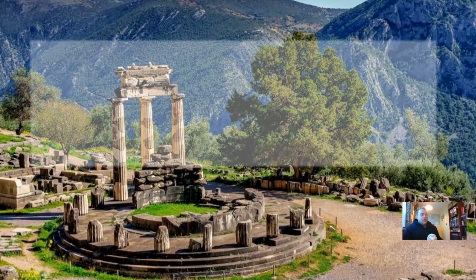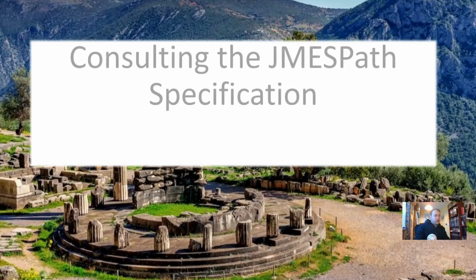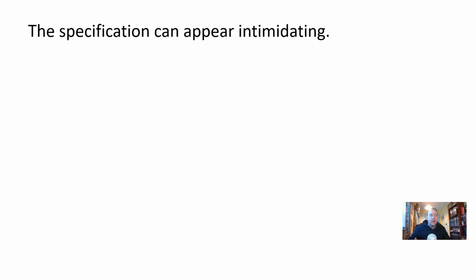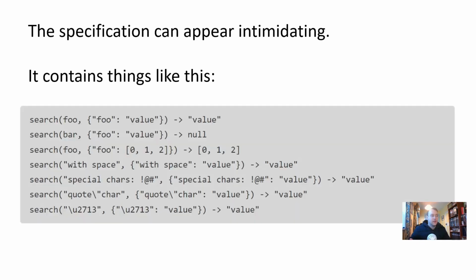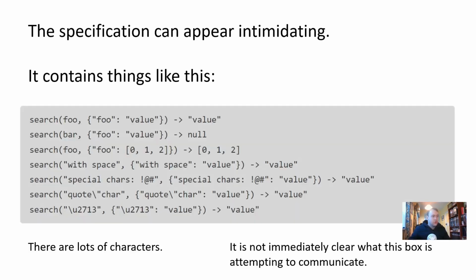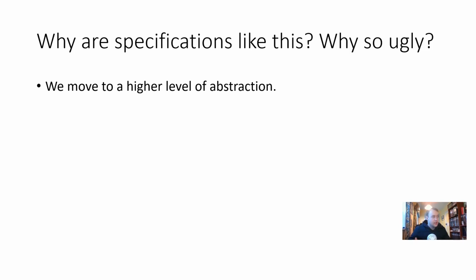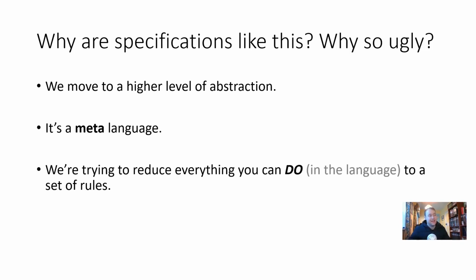Okay, now let's look at how we might read the JMESPath specification, or consult it, or any specification, because it's actually not straight off the bat readable. It's intimidating. It contains things like that. What's going on? And that. What is that? It's so unfriendly. It's so ugly. But it's because we're moving to a high level of abstraction, so it's a meta language.